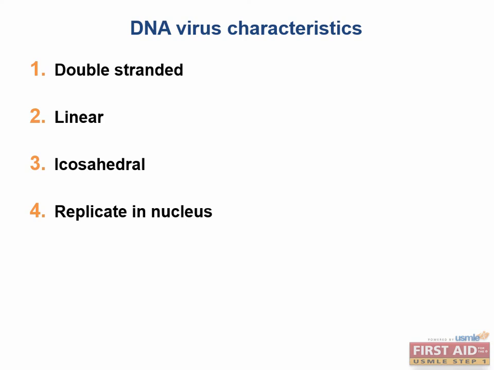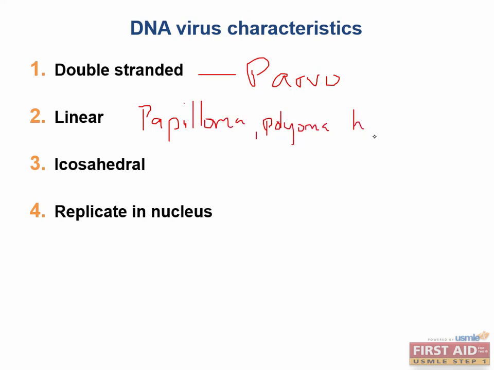Now for the exceptions. The exception to rule number 1 is parvovirus. Parvo is the only single-stranded DNA virus. There are 3 exceptions to rule number 2, and that is papilloma, polyoma, and hepadna viruses. These viruses do not have linear genomes. Papilloma and polyoma have supercoiled circular genomes, while hepadna virus has an incomplete circular genome.